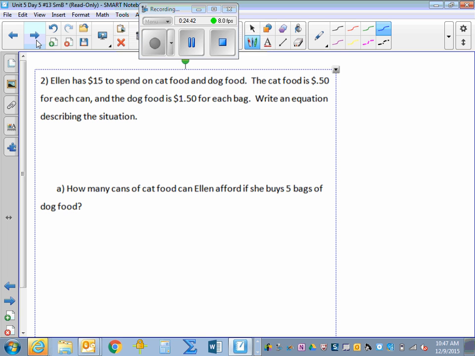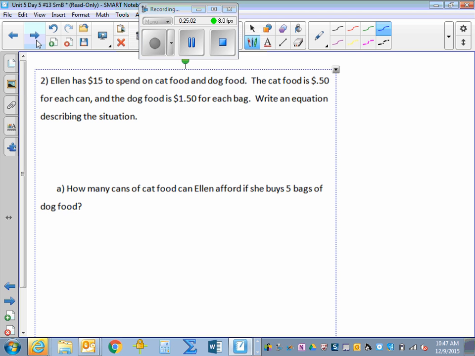Number 2 says Ellen has $15 to spend on cat food and dog food. We should be reading along with me. The cat food is 50 cents for each can, and the dog food is $1.50 for each bag. Write an equation describing the situation.